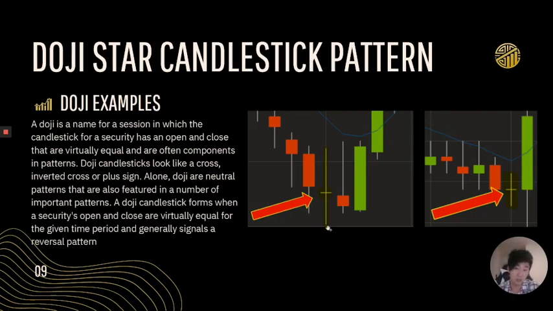First things first, it looks like a cross, or perhaps it looks like a plus sign to you, right? Alone, these dojis are considered neutral patterns that are also featured in a number of important patterns. But a doji candlestick forms when the security's or stock's open and close are virtually equal for the given time period and generally signals a reversal pattern.